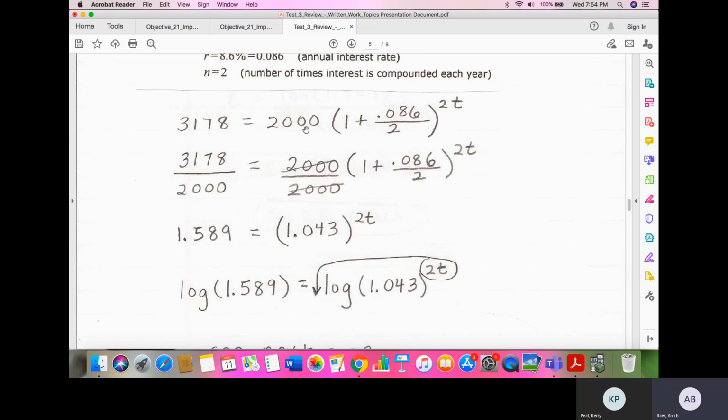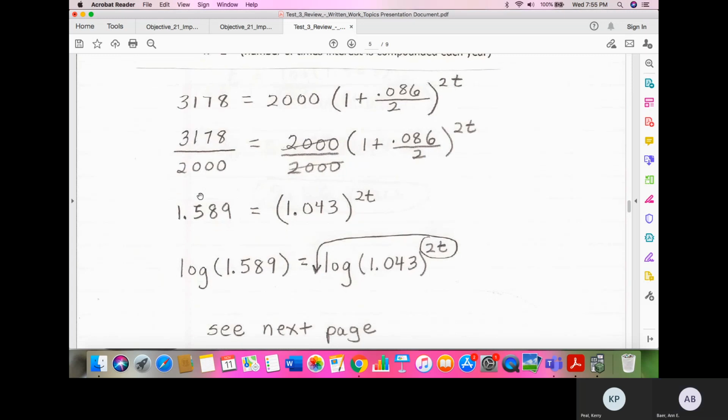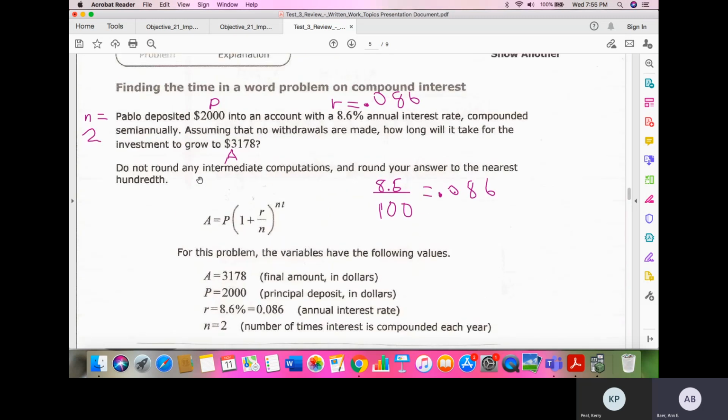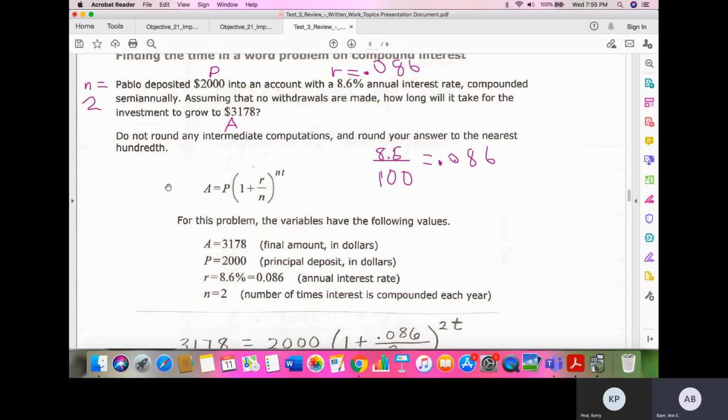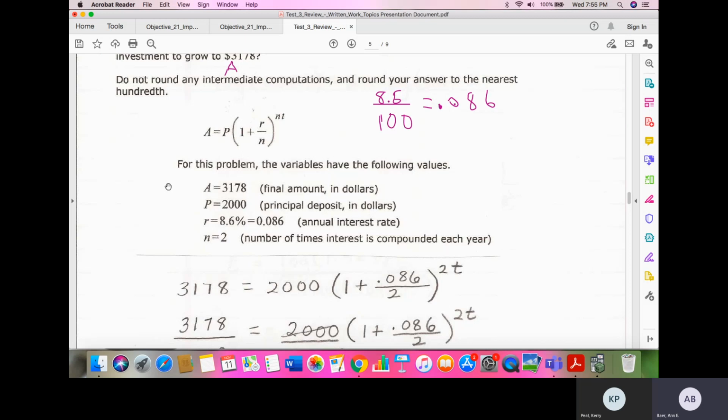So the first thing let's do, let's undo this multiplication by 2,000. The opposite of multiplying is dividing. Let's divide both sides by 2,000. Now you really want to be careful. There's a statement up here that says, do not round any intermediate computations and round your answer to the nearest hundredth. So they're saying you don't want to round until you get to the very end.